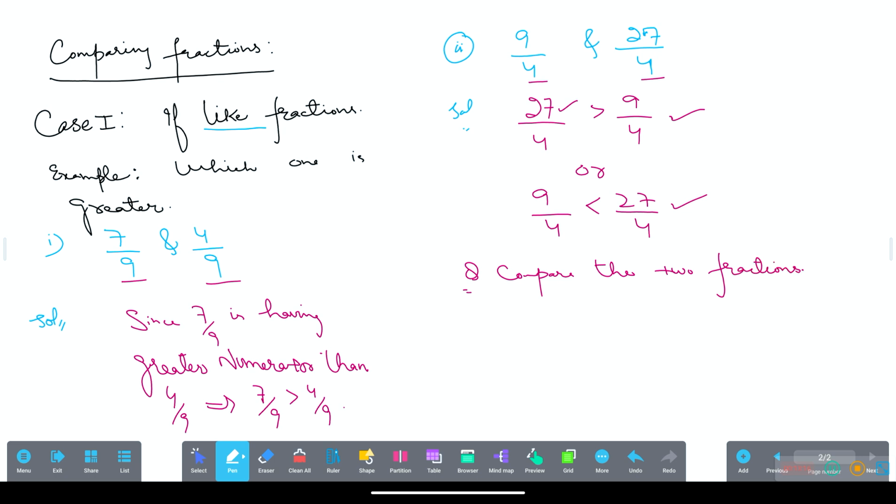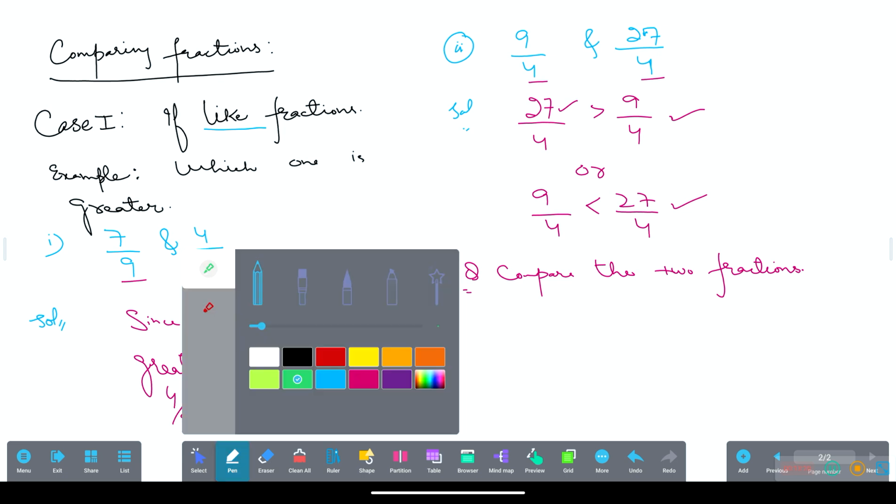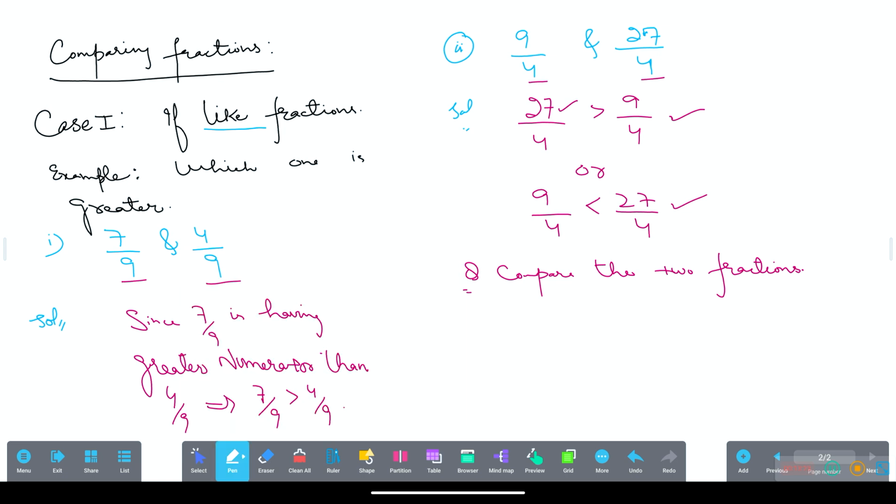I will pose an example that is a bit different from the like fractions concept. I have two fractions, I am writing here, 2 by 9 and 2 by 11. These are two fractions.